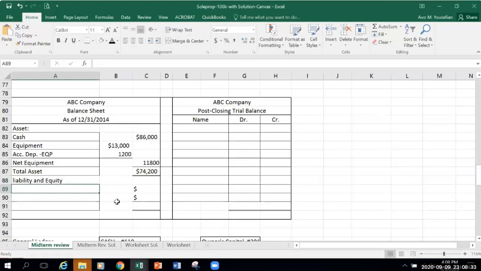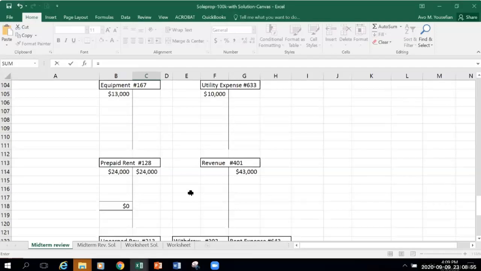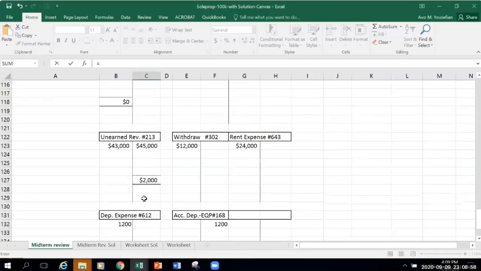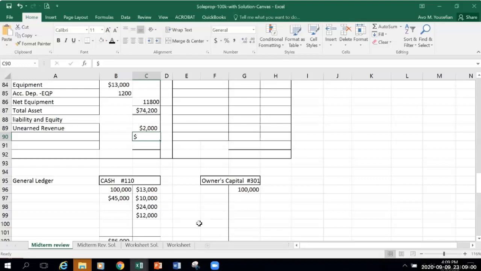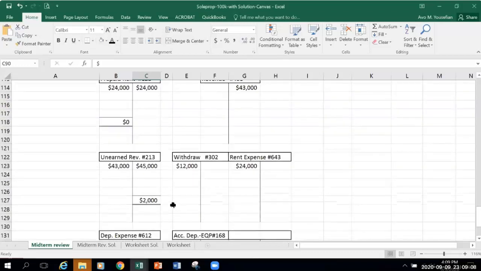Okay, so what liability do I have now? My liability is unearned revenue. Because this is a new section, I'm already done with assets, double line, dollar sign. So this is a new section, it's a dollar sign, definitely. So unearned revenue is here, $2,000, enter. And do I have any more liabilities? No.